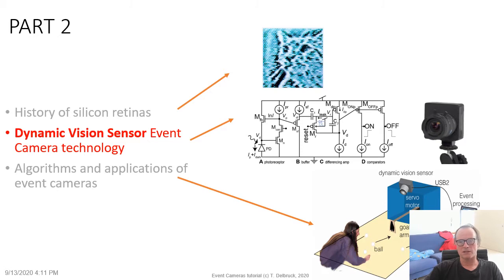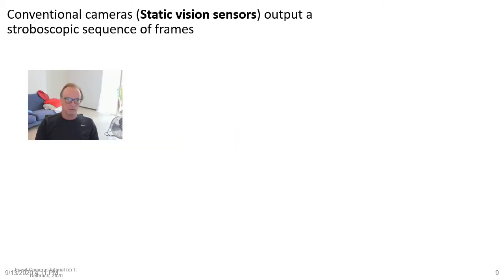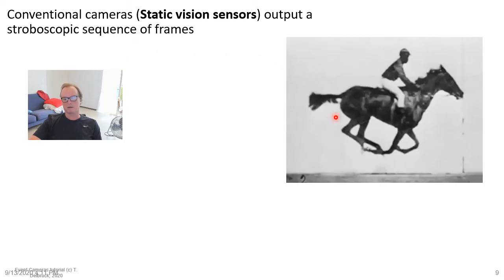Okay, we'll now go into the second part of the tutorial, which is dynamic vision sensor event camera technology. Now, let's take a step back and compare conventional cameras, or so-called static vision sensors, which output a stroboscopic sequence of frames. So let's look at the state of the art there.